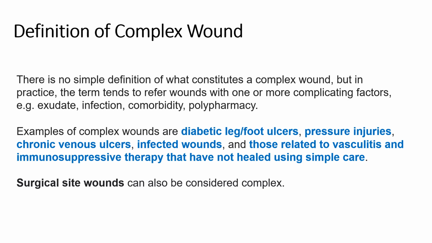There is no simple definition of what constitutes a complex wound, but in practice, the term tends to refer to wounds with one or more complicating factors, such as exudate, infection, comorbidity, and polypharmacy. Examples of complex wounds are diabetic leg-foot ulcers, pressure injuries, chronic venous ulcers, infected wounds, and those related to vasculitis and immunosuppressive therapy that have not healed using simple care. Surgical site wounds can also be considered complex. While all wounds are of concern, a wound that is identified by one of these terms is considered a complex wound by definition and has specific care requirements.